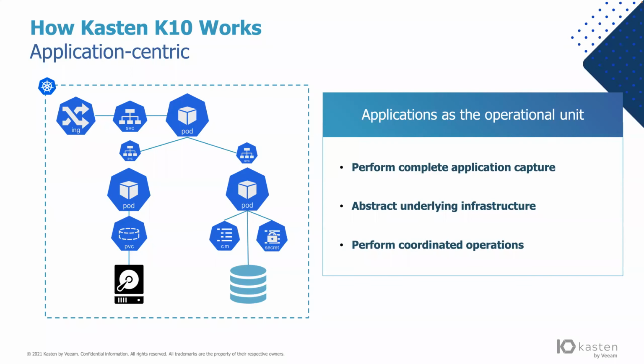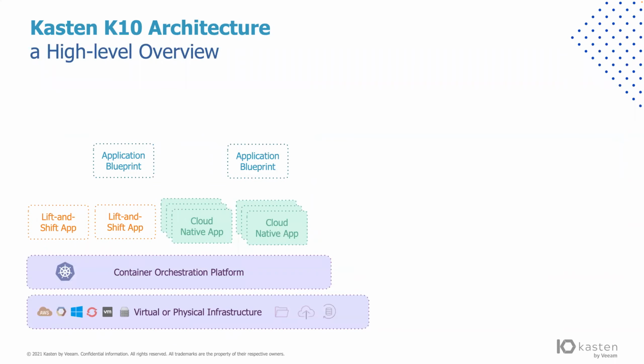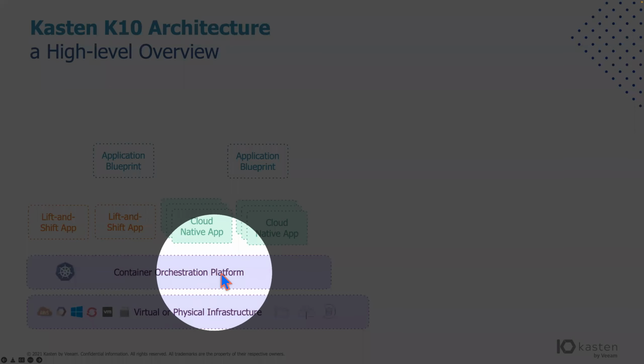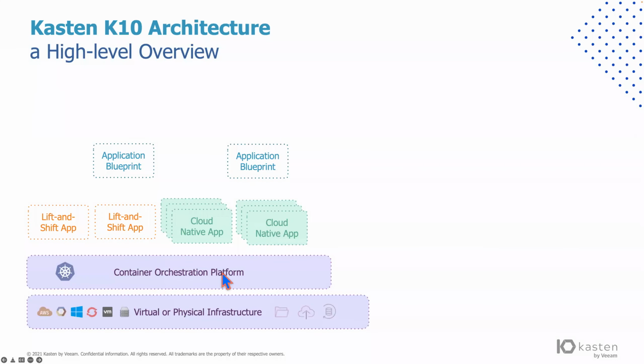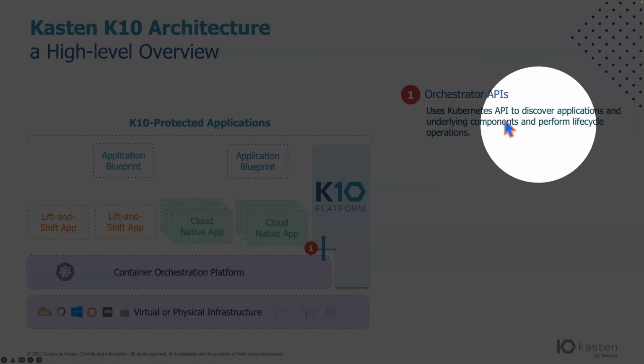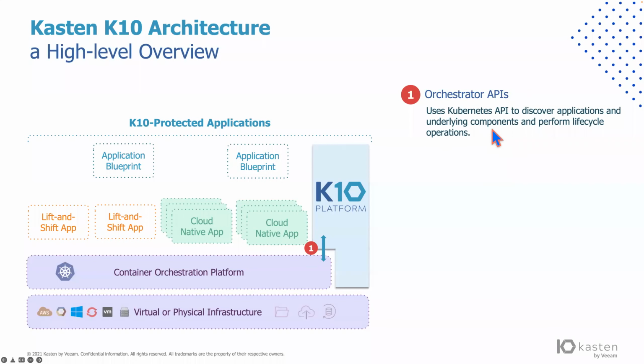Just to give you a high-level overview of the K10 architecture. You might be running Kubernetes on virtual or physical infrastructure, and on top of that you have your container orchestration platform. You might have GKE, GKE on-prem, or GKE multi-cloud, and Kasten here is natively running inside your Kubernetes cluster. As I mentioned earlier, we don't need a separate backup infrastructure. We talk to the Kubernetes cluster via the API server, discover all of your applications, and then apply lifecycle policy management to your applications.